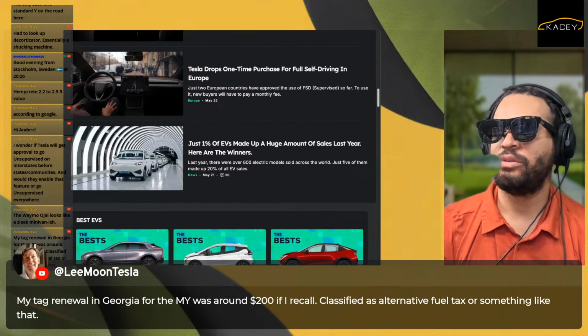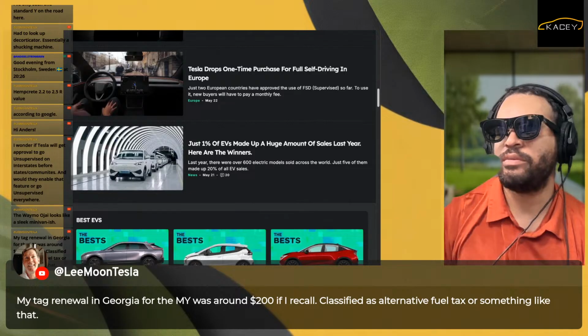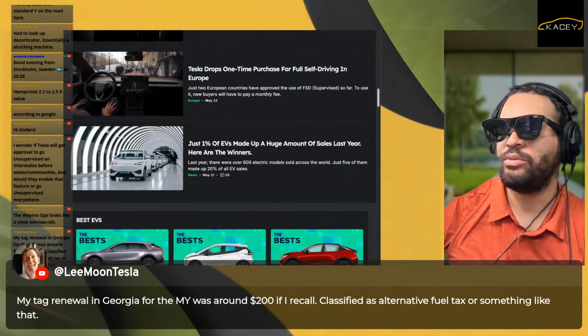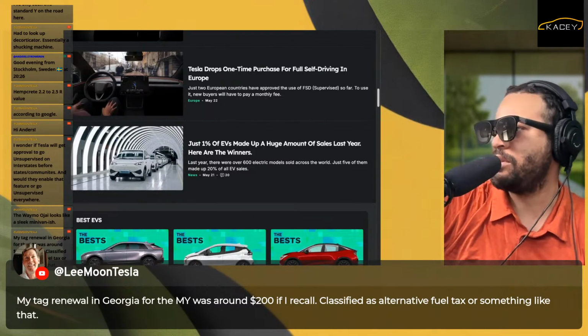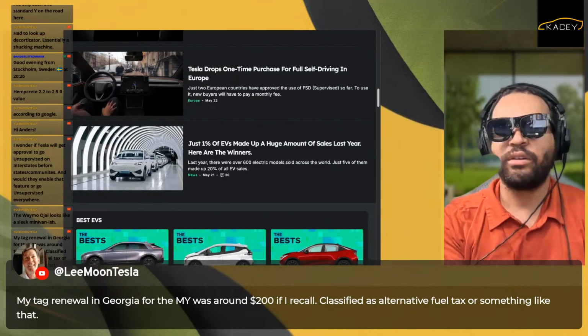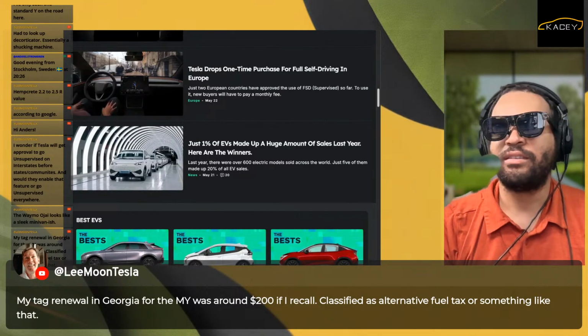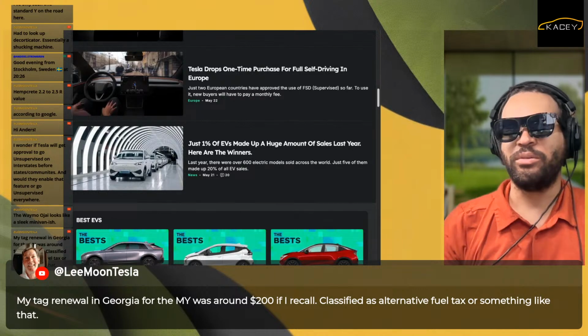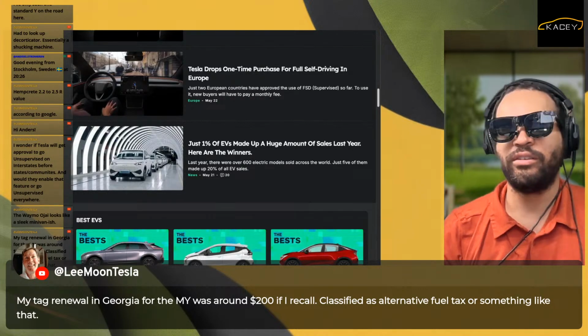My tag renewal in Georgia for the Model Y was around $200, if I recall, classified as an alternative fuel tax or something like that. Yeah, they're just making numbers up. They're not based on miles or weight or anything. They're just, oh, this feels right. Nobody will notice. Nobody's driving those daggum plug-in cars.